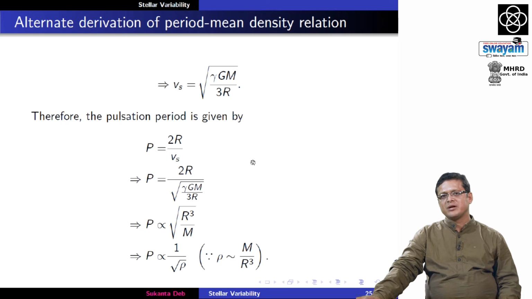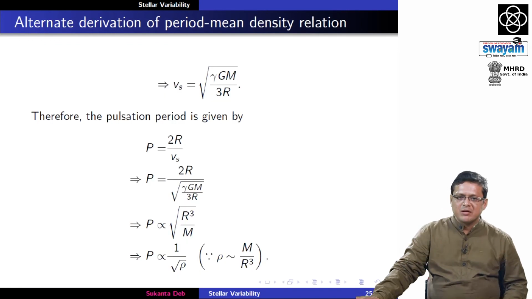Therefore, the pulsation period is given as capital P is equal to twice r by V s. So, we have got P is proportional to square root of r cube by m, and this density goes as mass per unit volume. So, therefore, we can write down P as proportional to 1 by square root of rho.